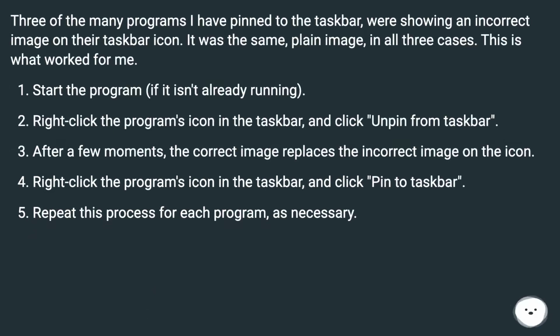Three of the mini programs I have pinned to the taskbar were showing an incorrect image on their taskbar icon. It was the same plain image in all three cases. This is what worked for me. Start the program, if it isn't already running. Right-click the program's icon in the taskbar, and click Unpin from taskbar. After a few moments, the correct image replaces the incorrect image on the icon. Right-click the program's icon in the taskbar, and click Pin to taskbar. Repeat this process for each program, as necessary.